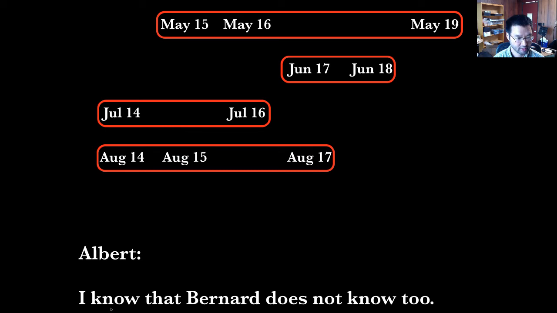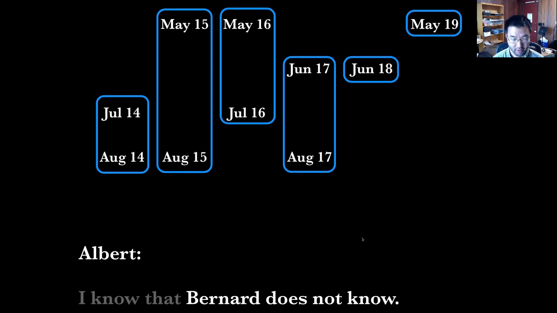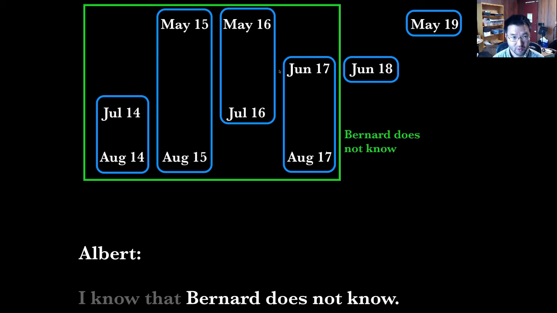The part which is important is when Albert says, I know that Bernard does not know too. How do we figure out what this means? First of all, we'll get rid of the too and simplify this. Now we'll think about what it means for Bernard to not know. This is about Bernard's knowledge, so we've got to put Bernard's bubbles up there. When does Bernard not know? Well, we did this already. This is when Bernard does not know. It's when his bubbles contain more than one element. So this is the event that Bernard does not know.